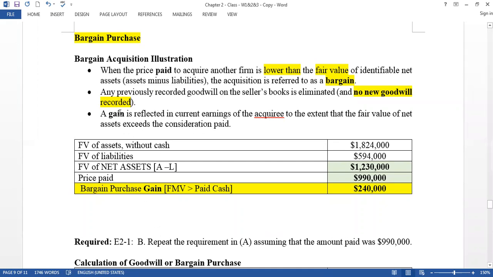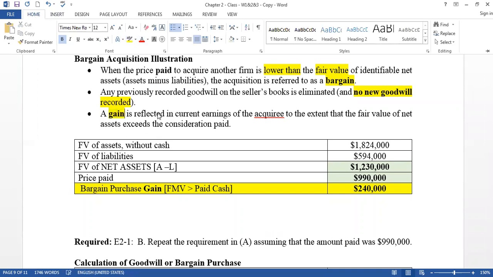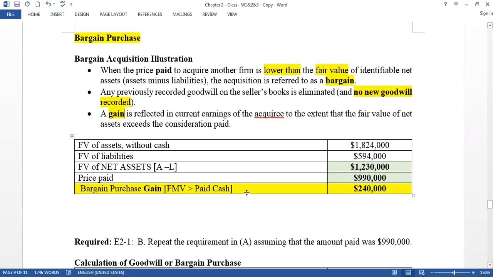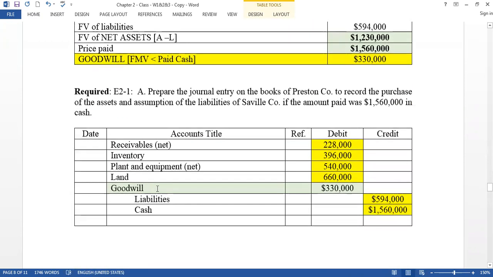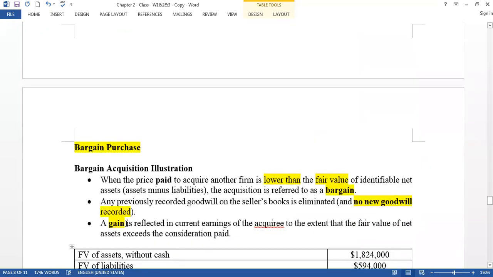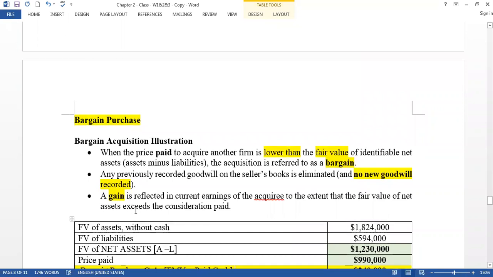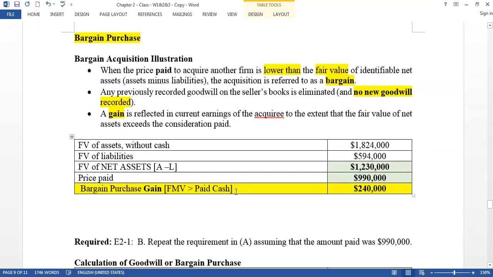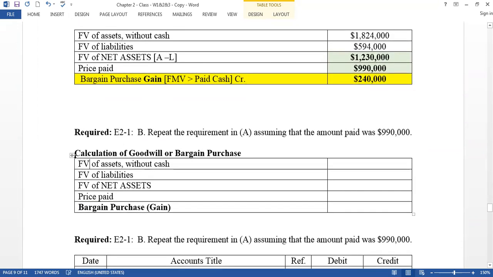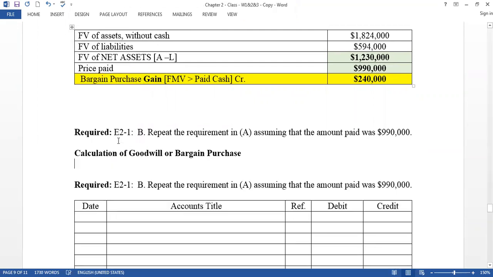And instead of goodwill, we are going to record which account? Gain, right? And gain is debit or credit? The normal balance of gain, is it debit or credit? Before, we recorded goodwill as a debit. Now we do not have any goodwill, so we have to record a bargain purchase gain. Gain's normal balance is credit, yes, so we record it on the credit side. I think you understand this calculation, right?